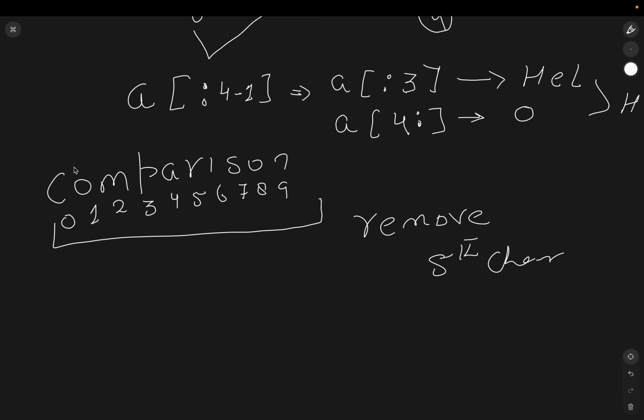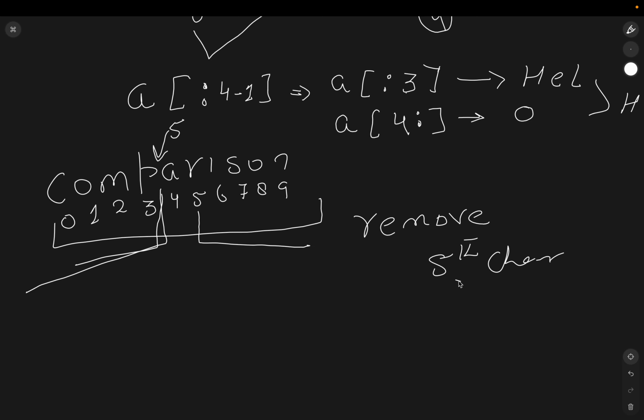Now which one is my fifth character? This is my first character, second, third, fourth, fifth character. The fifth character is this A. Everyone agrees with that, right? So what I need here is everything before 4, and then everything after 4.